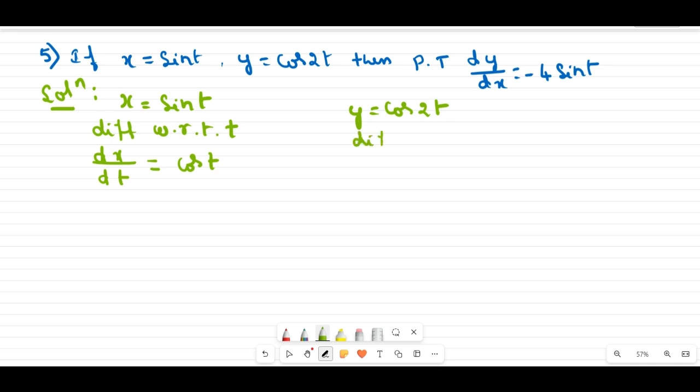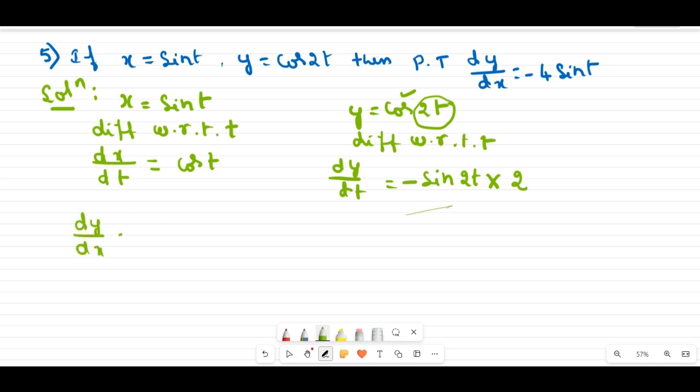Similarly, I will differentiate y with respect to t. So dy by dt is equal to cos 2t, whose derivative is minus sin 2t, with the chain rule applied one after the other. First I differentiated the function, now I will differentiate 2t. The derivative of 2t is 2. What we want actually is dy by dx. So dy by dx is equal to dy by dt divided by dx by dt. So dy by dt is minus 2 sin 2t, divided by dx by dt, which is cos t.